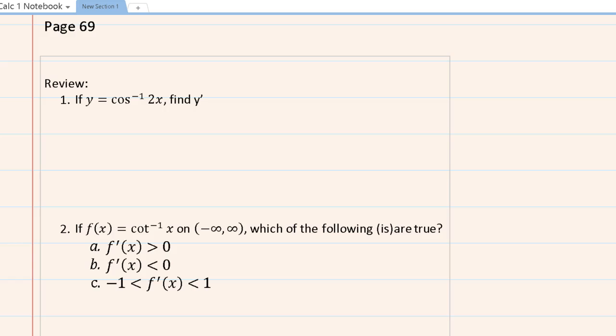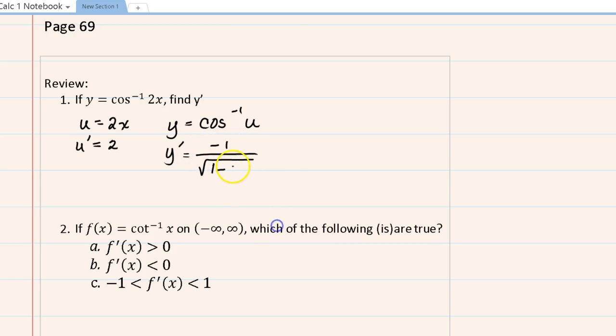If y is equal to the inverse cosine of 2x, our job is to find y prime. For this problem, we will need the chain rule as well as a derivative of inverse cosine function. The inside function will be u is equal to 2x, and the derivative of u is equal to 2. The outside function is y is equal to the inverse cosine of u, and y prime is negative 1 over the square root of 1 minus u squared.